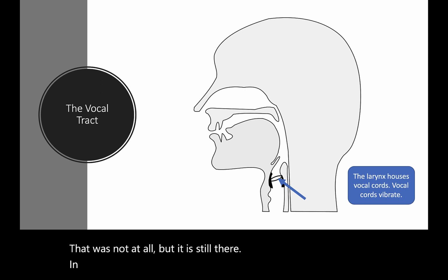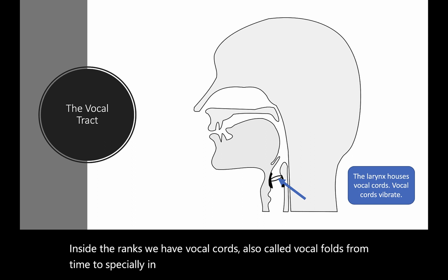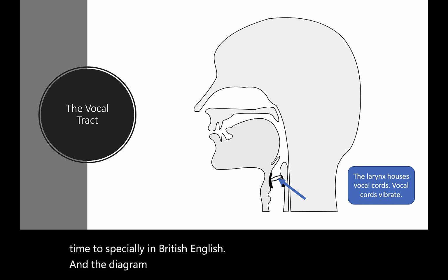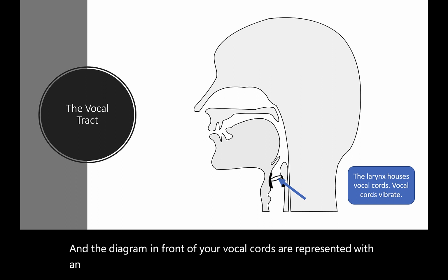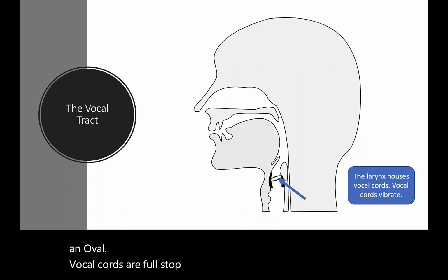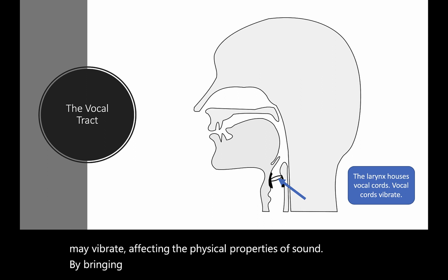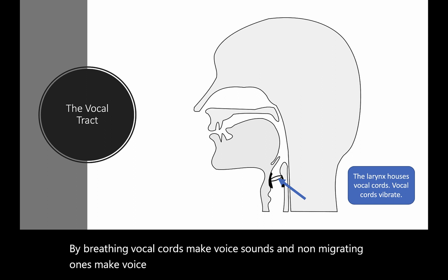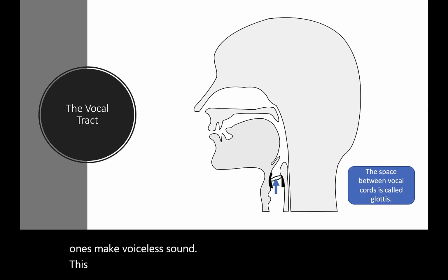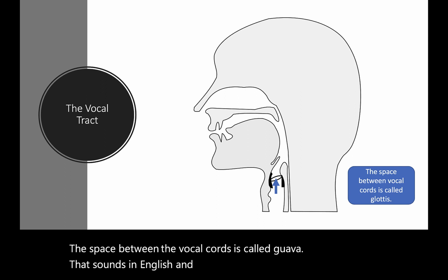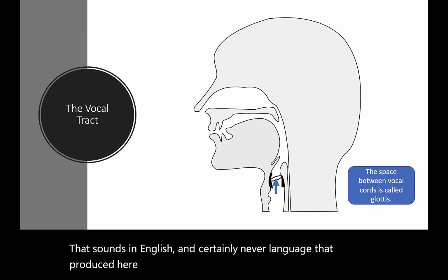Inside the larynx, we have vocal cords, also called vocal folds sometimes, especially in British English. On the diagram in front of you, vocal cords are represented with an oval. Vocal cords are folds of tissue that may close or come apart and may vibrate, affecting the physical properties of sounds. Vibrating vocal cords make voiced sounds, and non-vibrating ones make voiceless sounds. The space between the vocal cords is called the glottis. Some sounds in English, and certainly in other languages, are produced here. We call them glottal sounds.